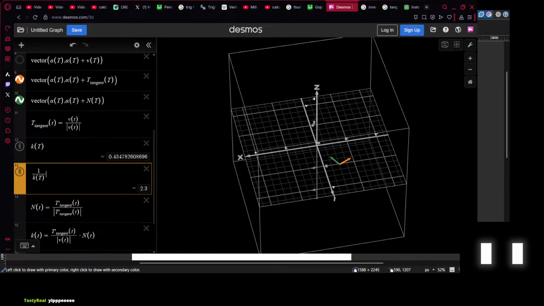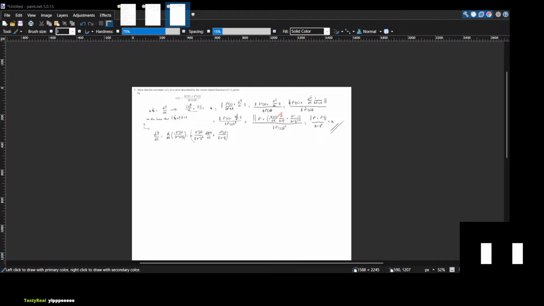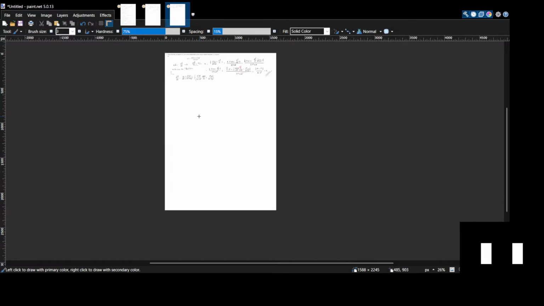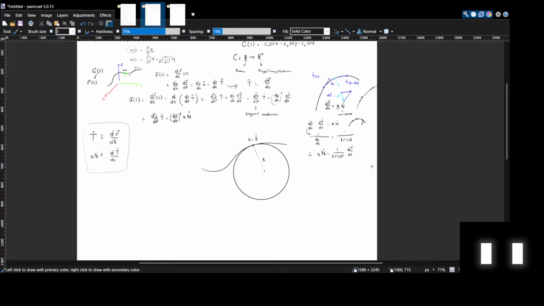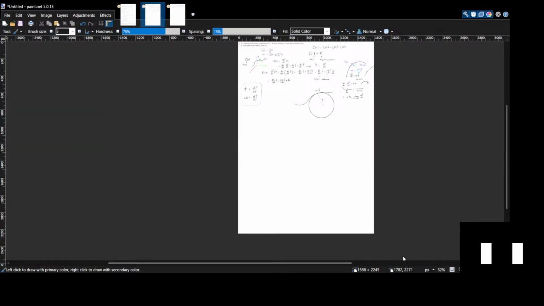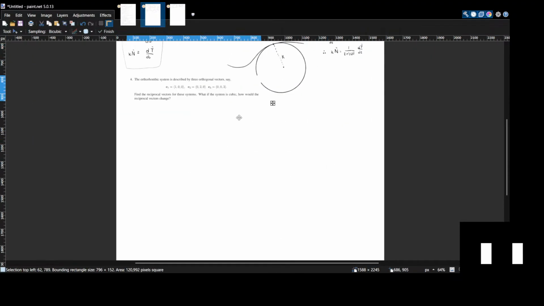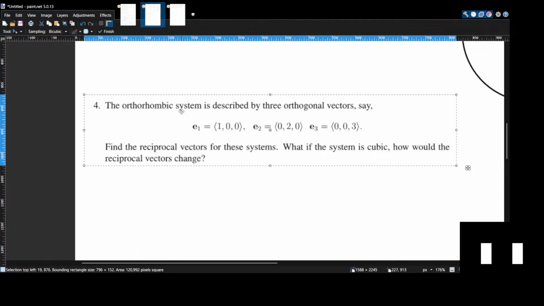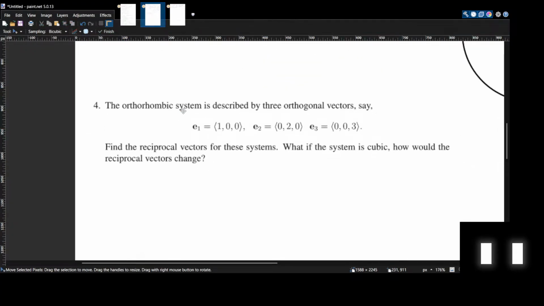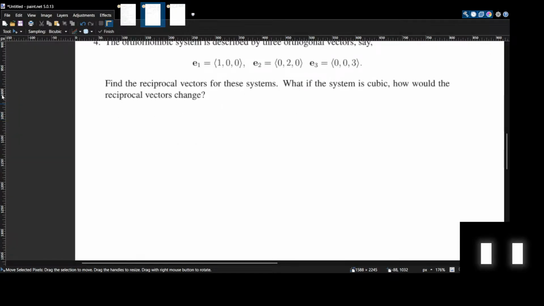Now we move onwards to the next question, which isn't too many. Let me just go ahead and grab that question. We still have a lot of space for this page and this page. I think I can use this page to do the question. The orthorhombic system is described by three orthogonal vectors, say these. Find the reciprocal vectors for these systems. What if the system is cubic? How would the reciprocal vectors change?